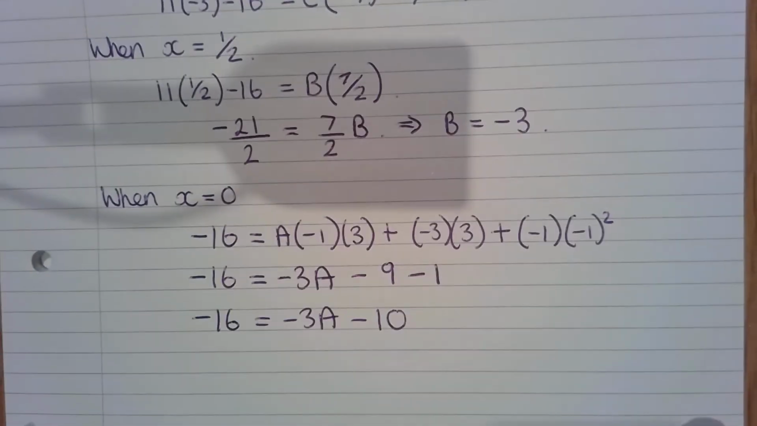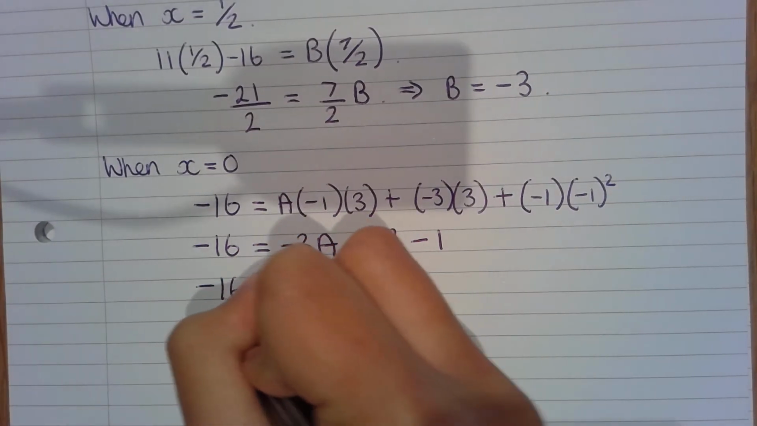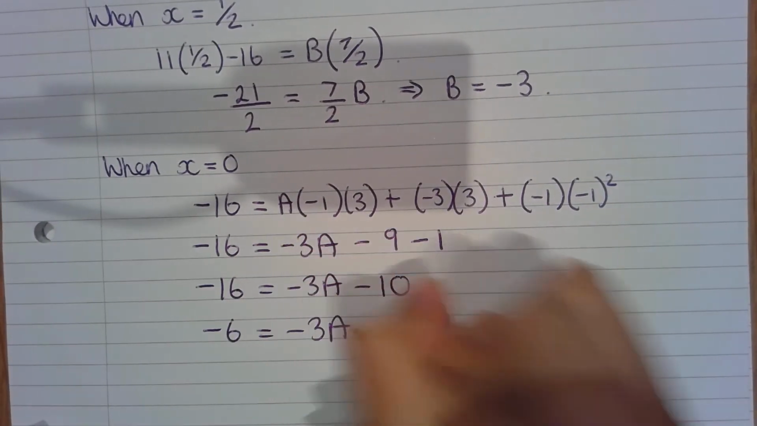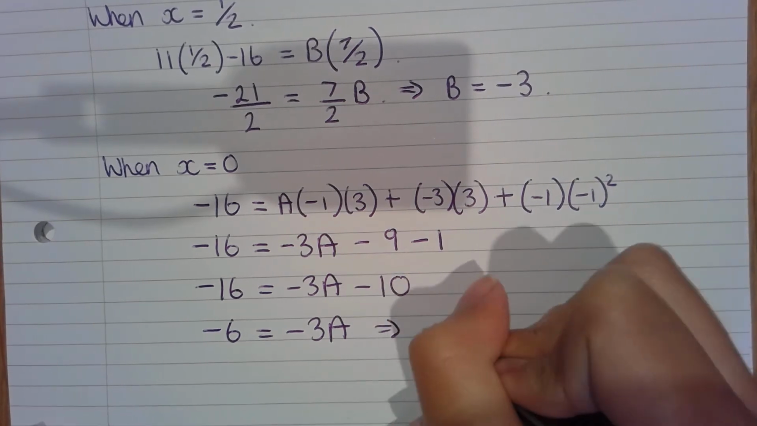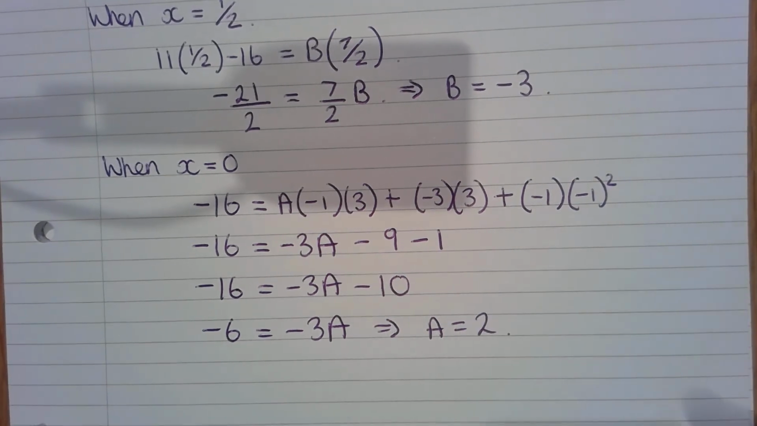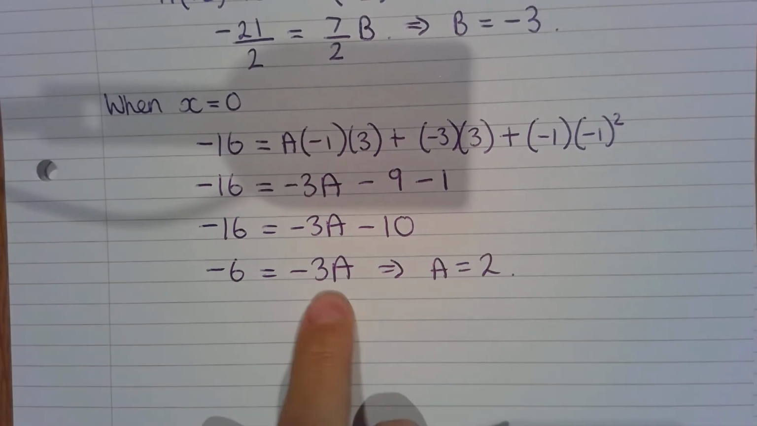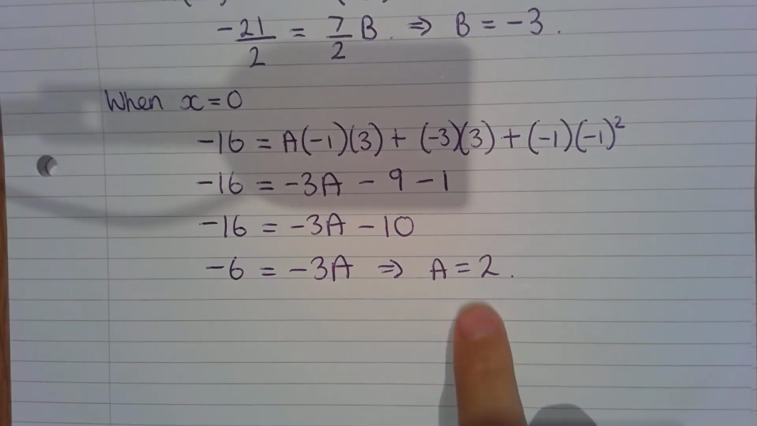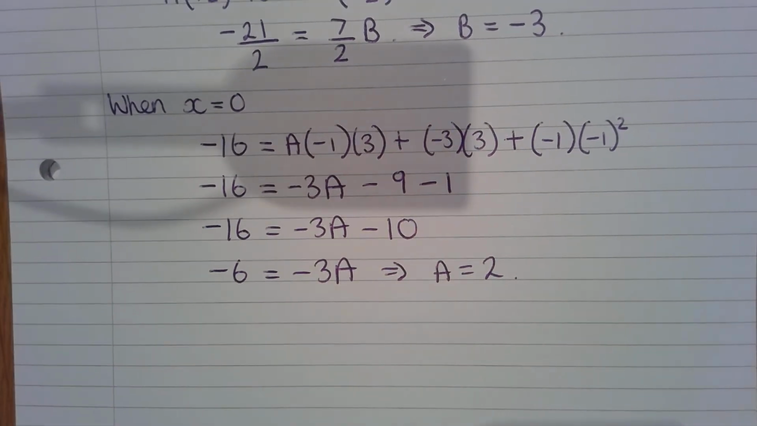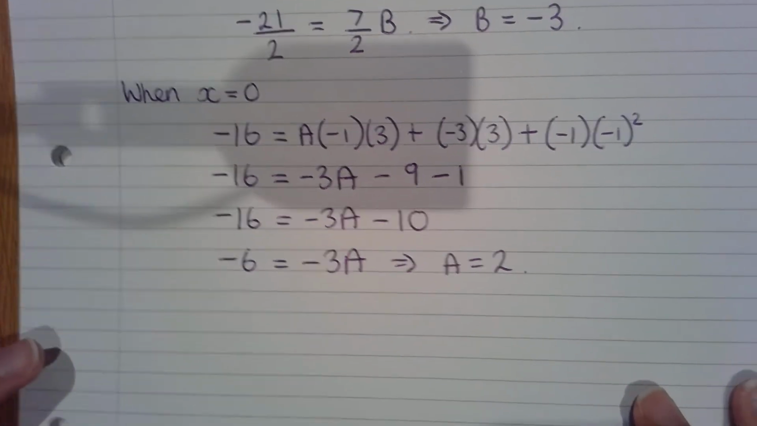I'm going to add 10 to both sides, so -6 equals -3a. I can divide both sides by -3, so I know that a is equal to 2. So I've now got values for a, b and c. So all I need to do is just write it out properly.